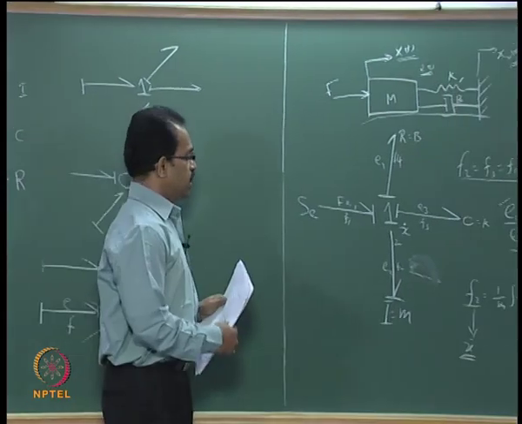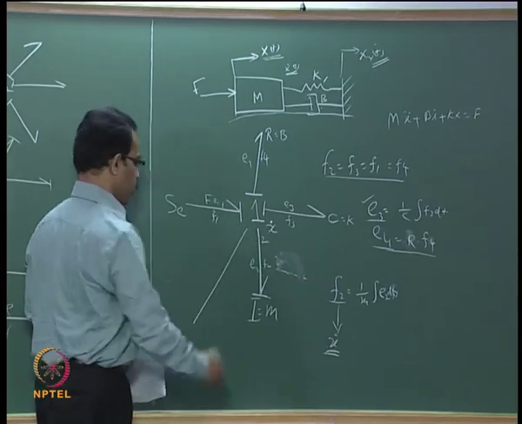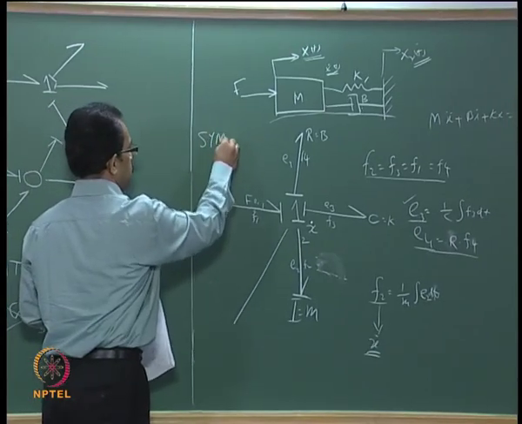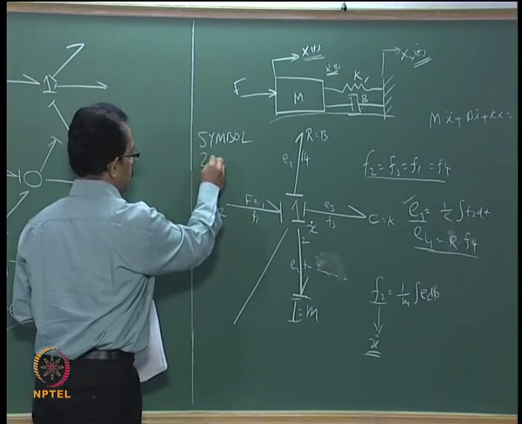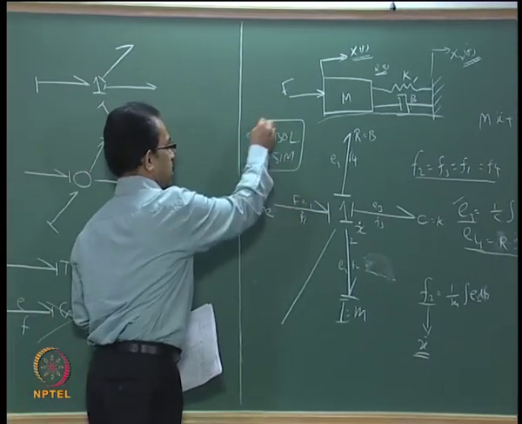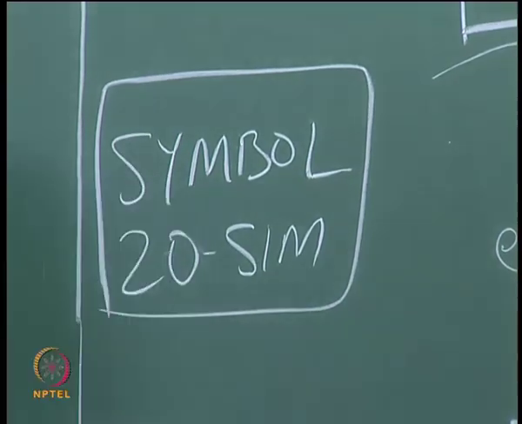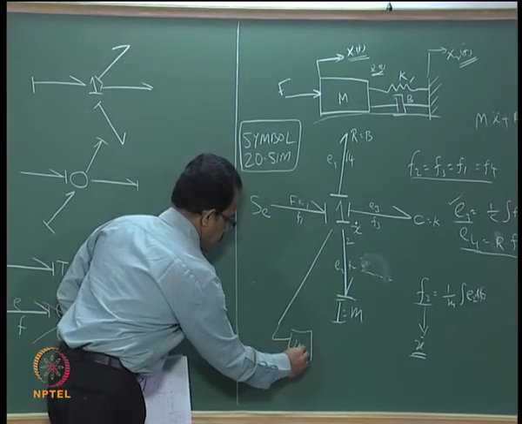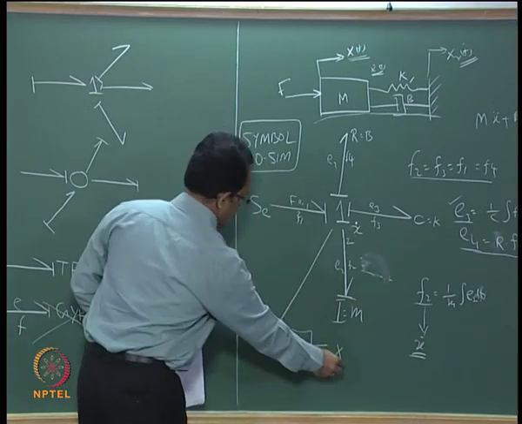So our modeling is completed, and once we have this model, we can use any software for bond graphs. There are a few software packages available. One is known as Symbol, and there is another called 20sim. These are commercially available software packages which can simulate this bond graph. You just give an input to the simulator, and it will calculate all these parameters. You can also connect an integrator to this junction. Here is x dot, so you will get the displacement x from this integrator.